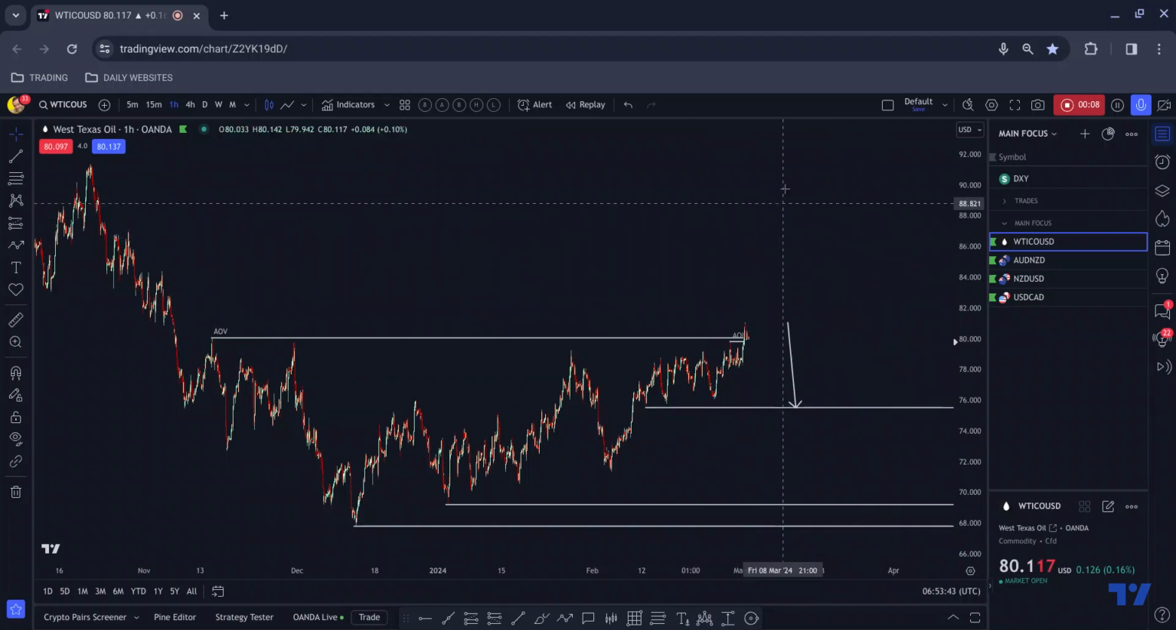So I have 4 pairs on watch today and those are West Texas Oil, Aussie Kiwi, Kiwi Dollar and Dollar CAD. So I'm going to start off, I'm going to break down my favourite of the bunch to start with, which is West Texas Oil.